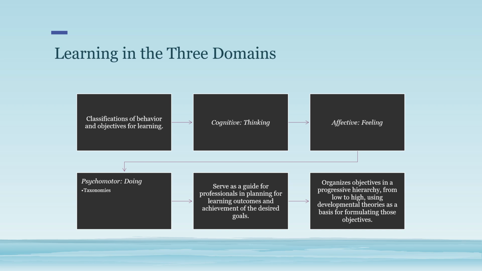To further support this process, we use taxonomies, frameworks that guide us in planning learning outcomes. These taxonomies organize objectives in a progressive hierarchy from simple to complex, or lower order to higher order skills, and are rooted in developmental theories, meaning they reflect how individuals typically grow and learn over time. They provide a structured approach to designing lessons, assessments, and long-term goals.